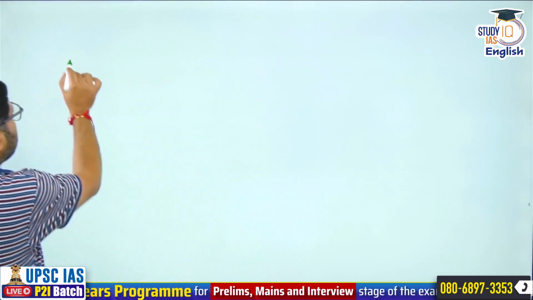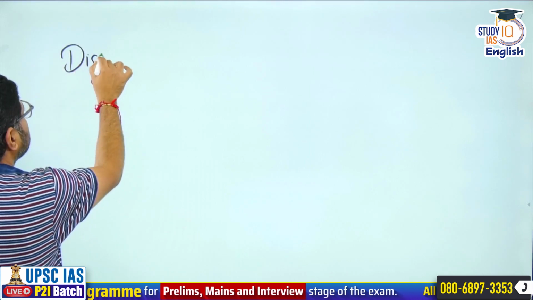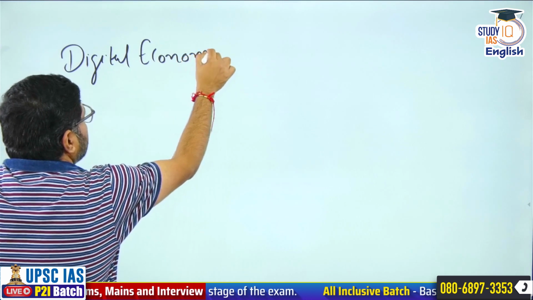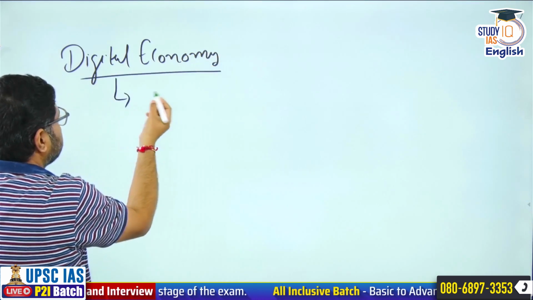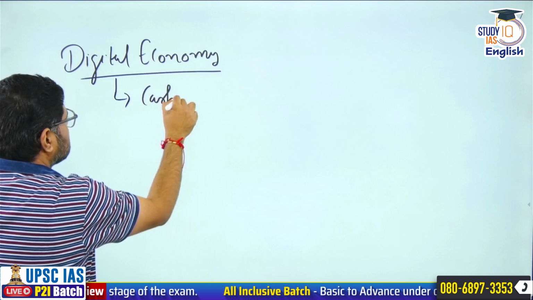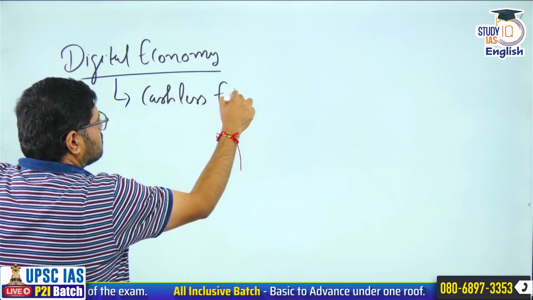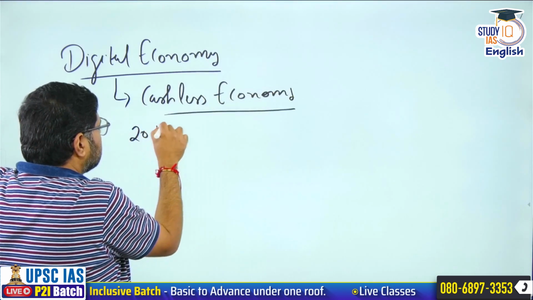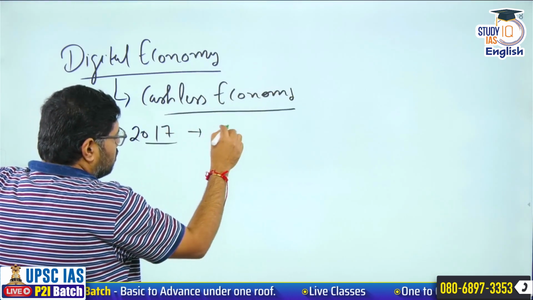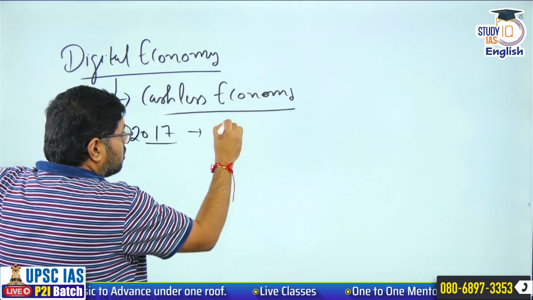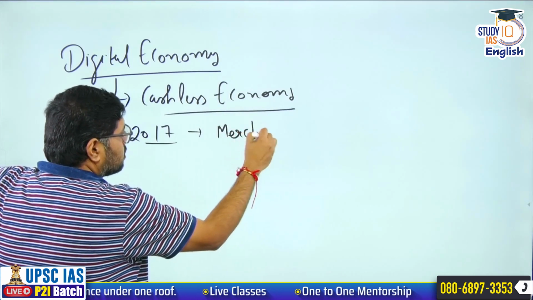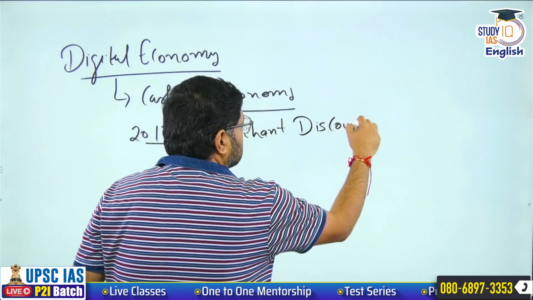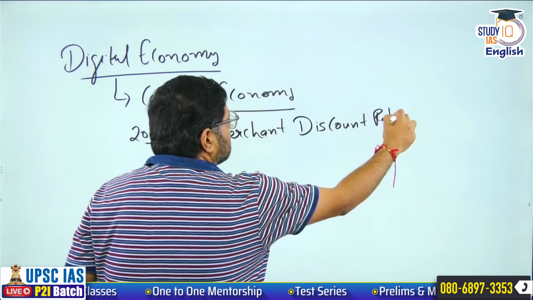So for example, if I talk about the digital economy, or per se my focus is on the cashless economy. In 2017, they asked in prelims about the concept of merchant discount rate. So you can say it was the easiest question.